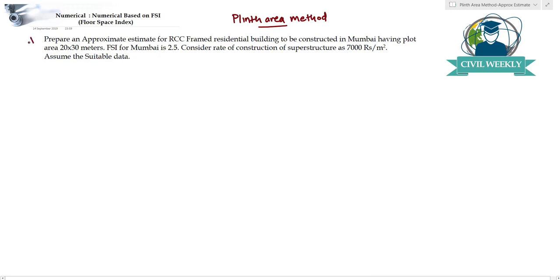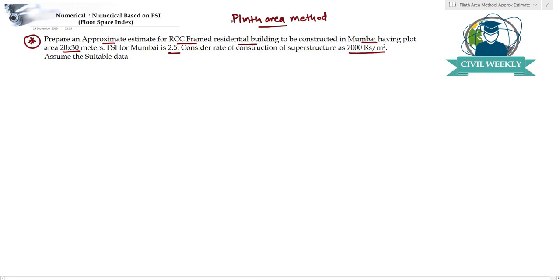The numerical says: prepare the approximate estimate for an RCC frame structure, which is a residential building, to be constructed in Mumbai having a plot area of 20 meter by 30 meter. The FSI of a particular region, that is Mumbai, here is 2.5. Consider the rate of construction of superstructure as 7,000 rupees per meter square. Assume suitable data and try to find out the approximate cost. So here we have to find out the approximate estimate or a preliminary estimate of this particular structure.